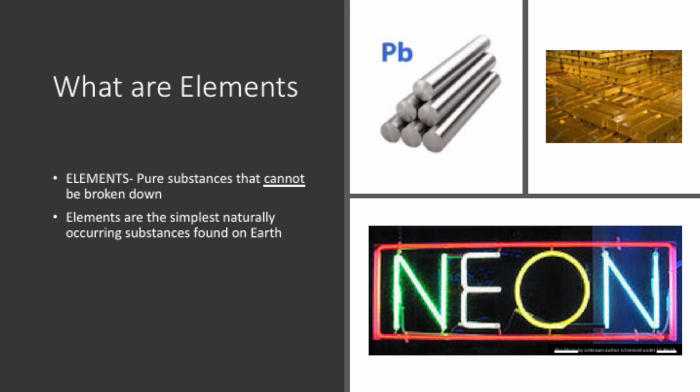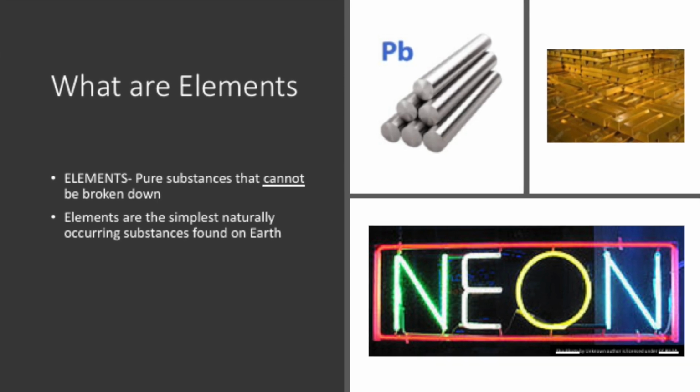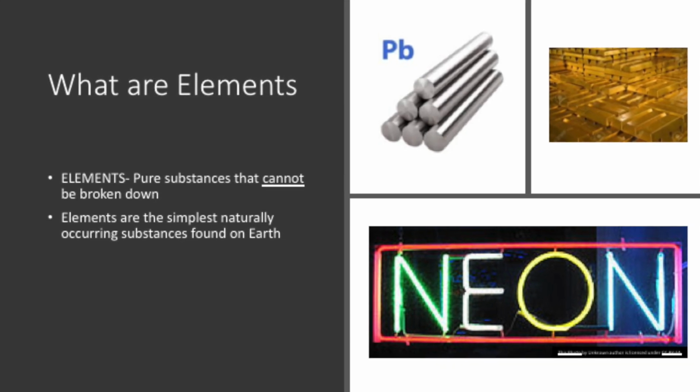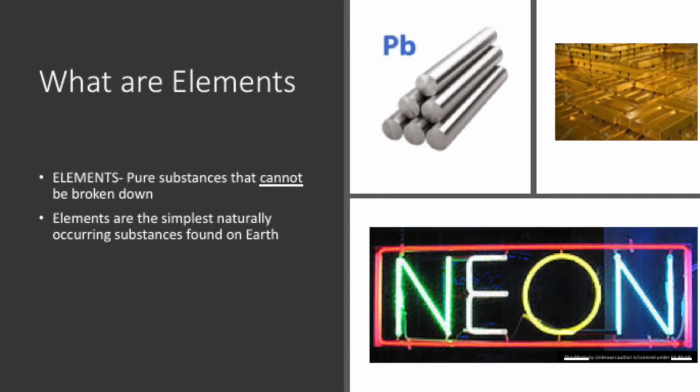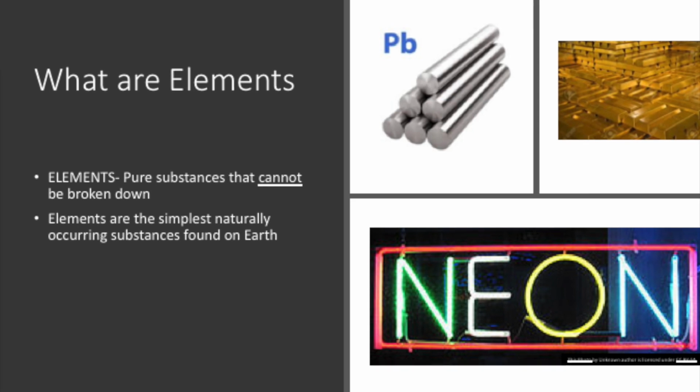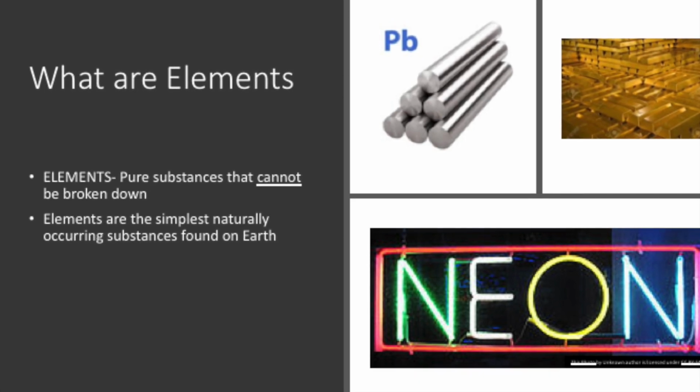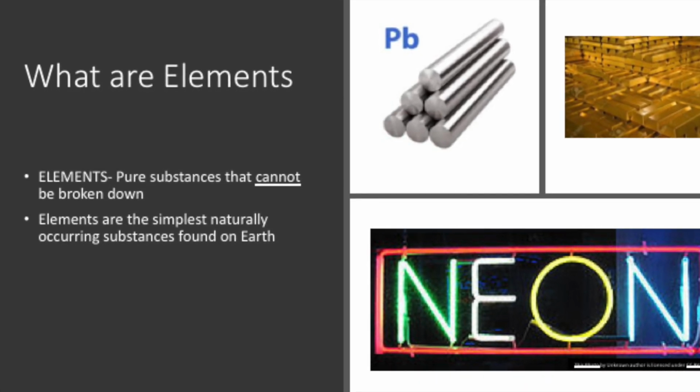What are elements? Elements are pure substances that cannot be broken down. Some of these examples include lead, gold, and neon. Elements are the simplest naturally occurring substances found on Earth. Elements are, well, think about it this way.